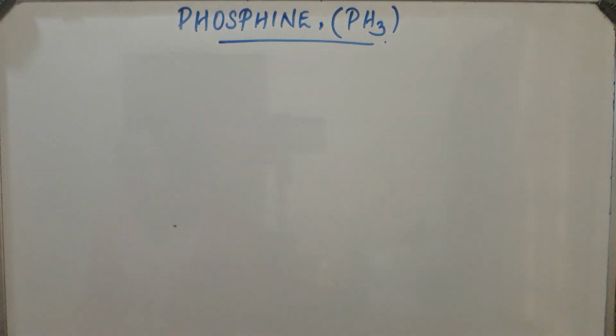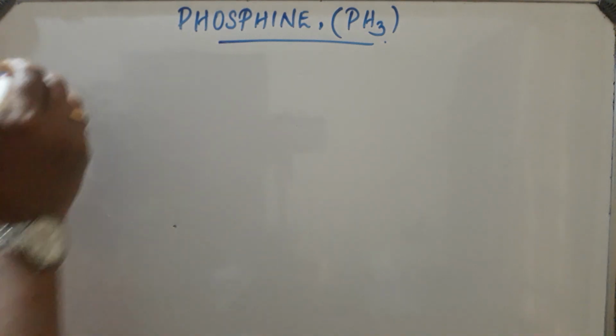Good morning. Today we are discussing a phosphorus compound called phosphine, and its chemical formula is PH3. First, its preparation.